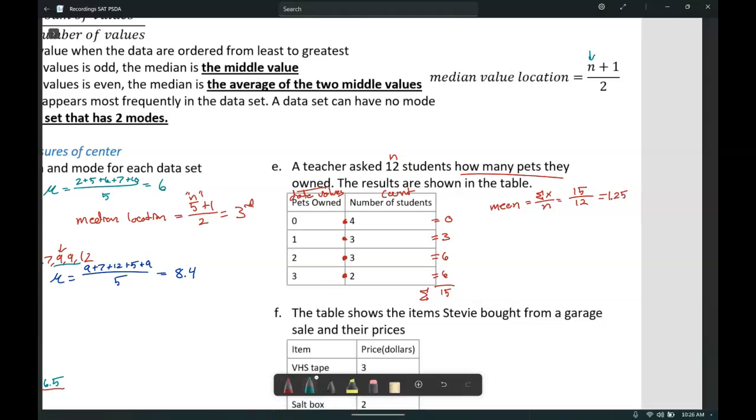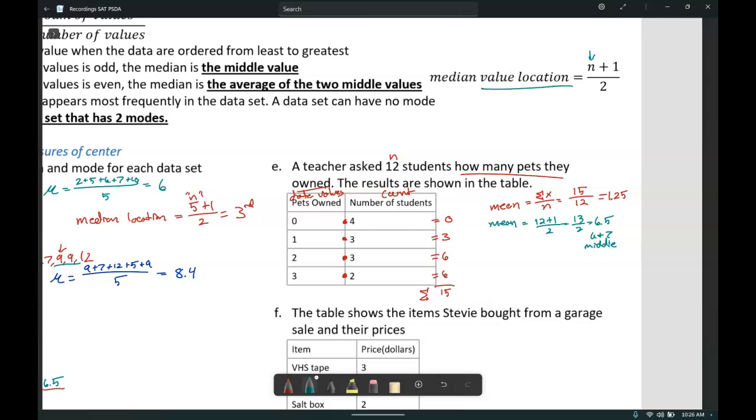Now let's take a look at median. This is where our locator value formula is going to come really in handy. So we're going to say, okay, well, we have 12 data points. If we add 1 and divide by 2, we get 13 divided by 2, which is 6.5. So we're going to have two data values in the middle, 6 and 7. Those are the middle data points.